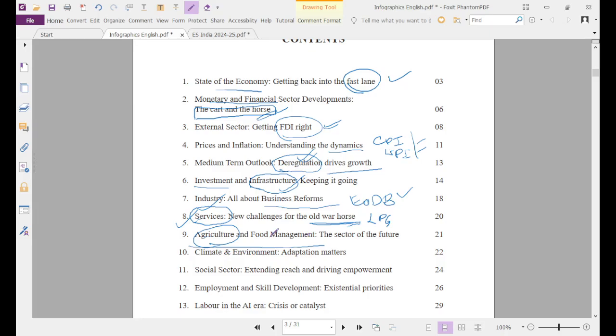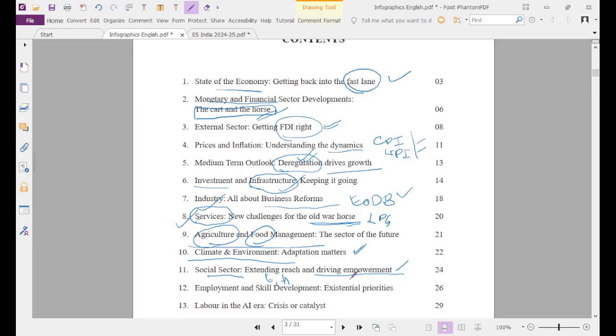And climate and environment, one cannot avoid the topic of climate and environment with the recent global warming and climate change, sustainability issues on the table, and what are various adaptation measures that are being undertaken in India and globally. All that is being talked in here. And the social sector, basically the health, education, and driving empowerment for the vulnerable sections of society, weaker sections, women, children, senior citizens, persons with disabilities. How is that being taken into account in driving inclusive growth, taking everyone together?